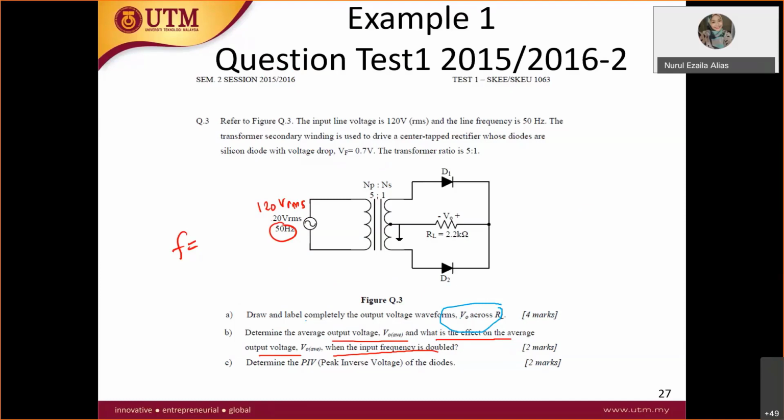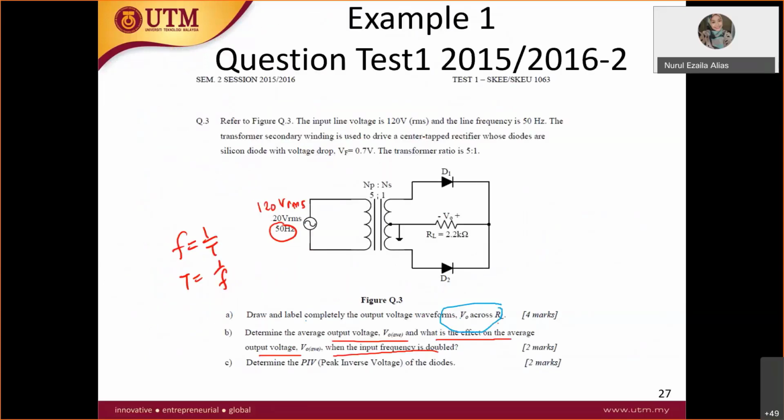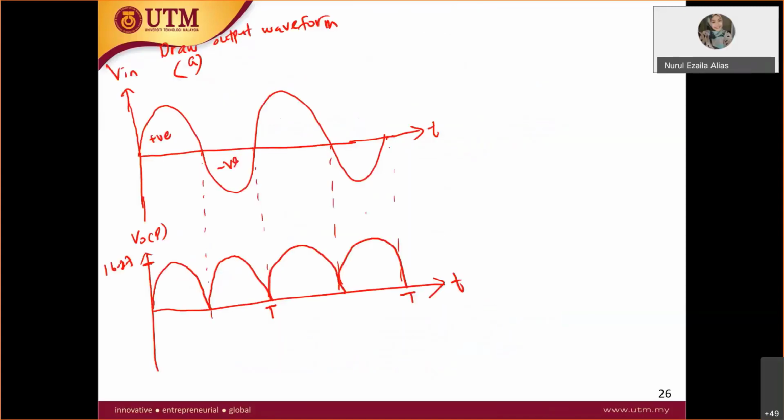1 over T. Correct. So you can calculate your T. Your T will be 1 over frequency. So if you put this value in, you get the complete diagram. 1 over 50, can someone calculate for me? 0.02. All right, so this will be 0.02, 0.04.